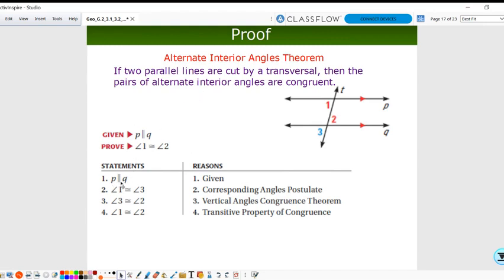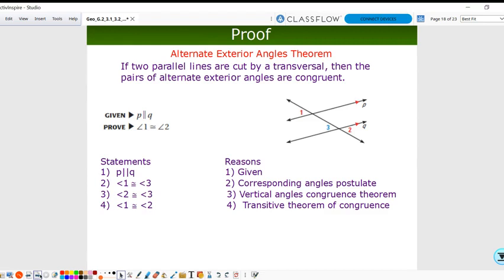We have P and Q parallel, that's given. Angle 1 is congruent to angle 3 because of the corresponding angle postulate. Angle 3 is congruent to angle 2 because of the vertical angle congruence theorem. Therefore, angle 1 is congruent to angle 2 because of the transitive property of congruence, or transitive theorem of congruence.